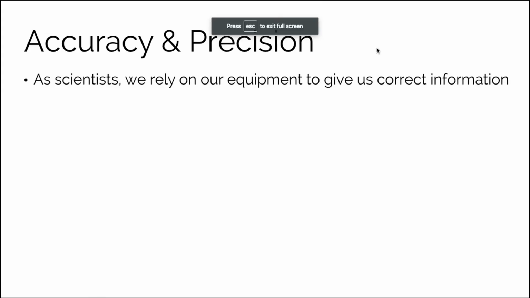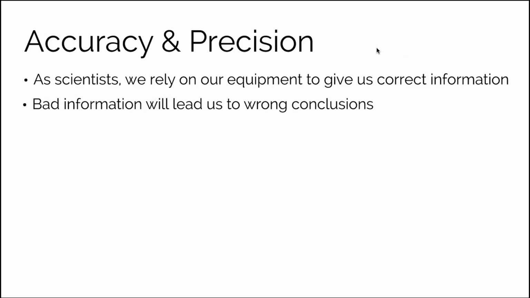As scientists, we rely on our equipment a lot to give us correct information. That's how we base all of our observations, is based on the information we get from our instruments. So we need to be able to trust it in order to make the correct predictions. Now, when that doesn't happen, we get bad information, and a lot of times bad information will lead us to the wrong conclusions. So now, when is this a big deal?